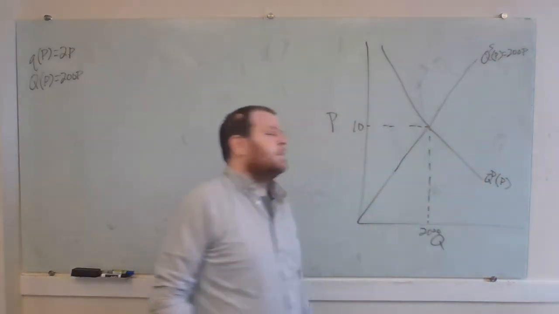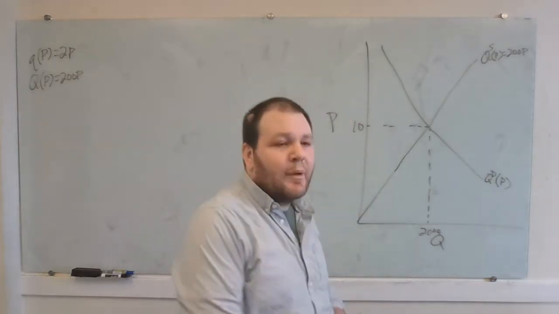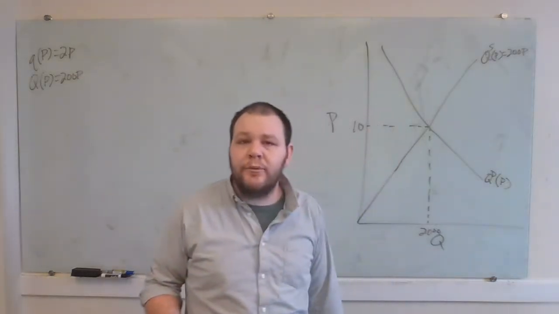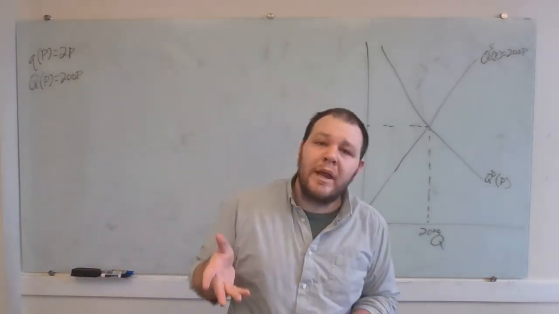Right? So now we want to ask ourselves a question. If this is the market equilibrium we've got, a price of 10 and firms supplying 2,000 burritos, will our firm want to enter or exit the market? So how are we going to do that?